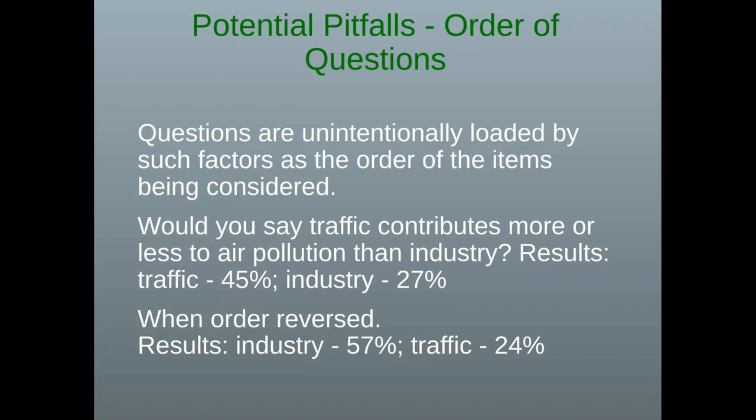So an easier way to reword this is to not put so many words, essentially, between your options. So would you say traffic or industry contributes more to air pollution? Or would you say which of these two options contributes more or less to air pollution, traffic or industry? So by choosing to put your options further apart will significantly influence the sample and their ability to independently and unbiasedly choose the results.